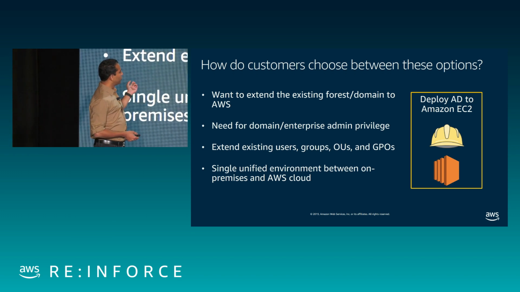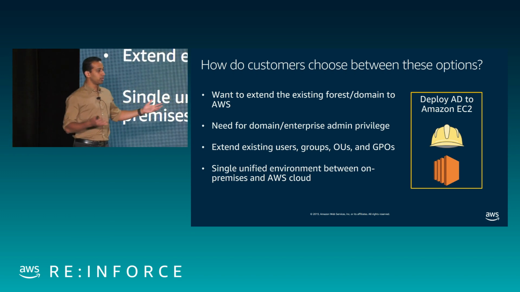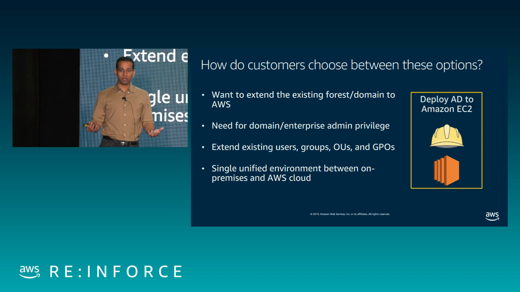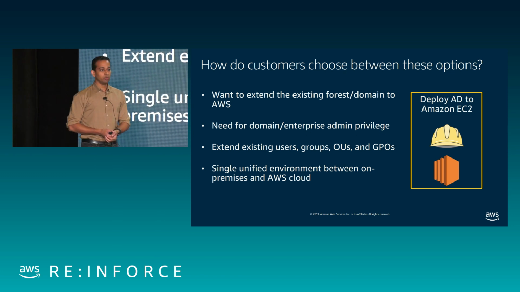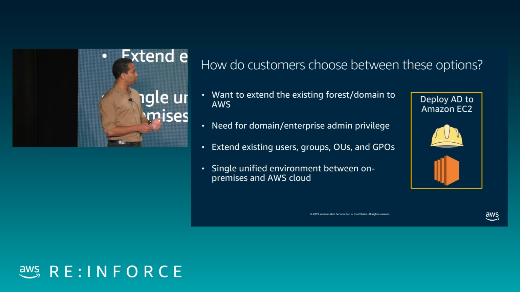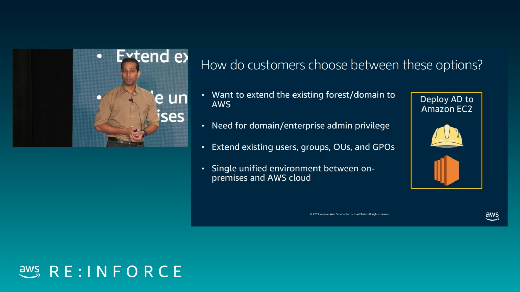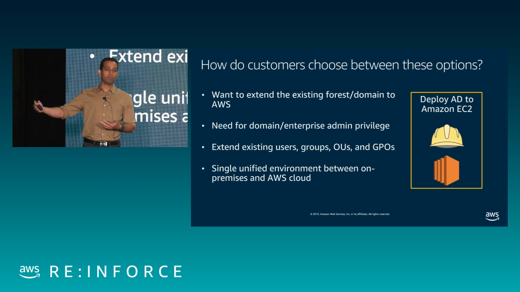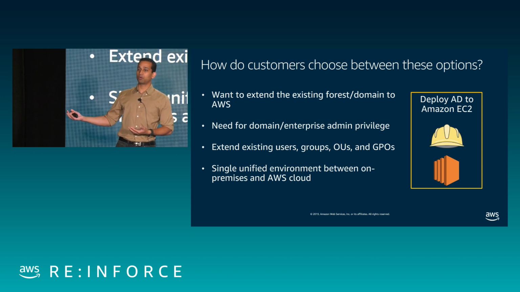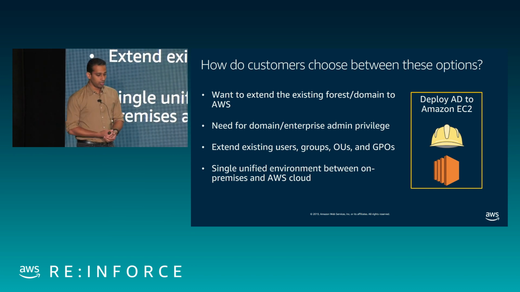If you want to extend your users, groups, OUs, and GPOs, so you already have a structure, right? You have an OU structure, you have a GPO structure, everything is configured, ready to go. If you don't want to redo some of that work again, and you just want to leverage that, then maybe you might use Active Directory on EC2, because when you deploy those domain controllers, everything is replicated, everything is there. All you have to do is add workstations to the domain, and you're good to go.